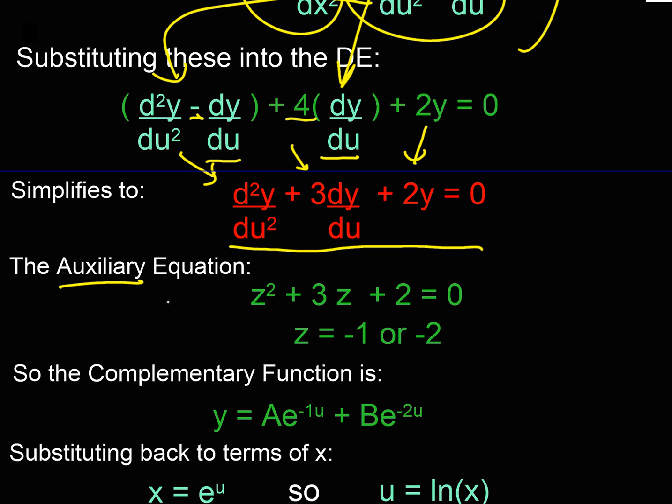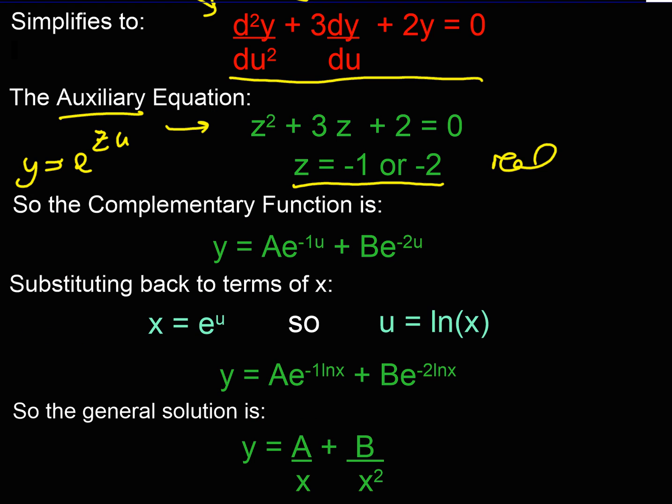find our complementary function. So I'm going to say that y equals e to the zu. I'm going to think it might be a complex number, and that's my auxiliary equation as a result. z² + 3z + 2 = 0. So my roots are real here, aren't they? Two real roots, -1 and -2.